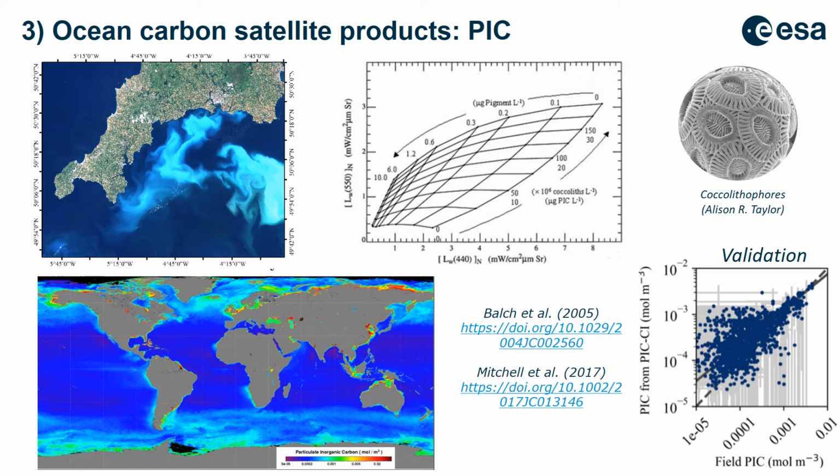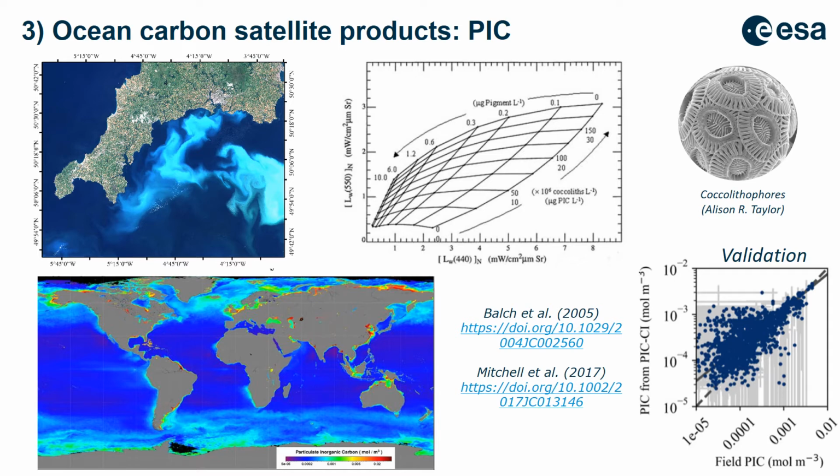Now, when the cells die, they release these liths, and they can scatter light or backscatter light with very high intensity, such that the signals can be easily seen from space, as shown in the image on the top left there. And scientists have developed algorithms that use the ocean colour observations in order to determine the concentration of particulate inorganic carbon, which is primarily coming from these liths in the phytoplankton here.